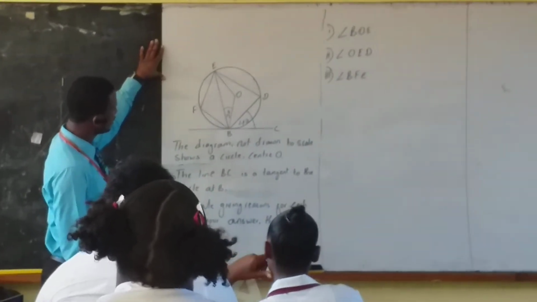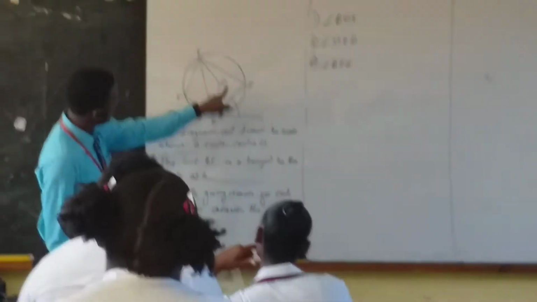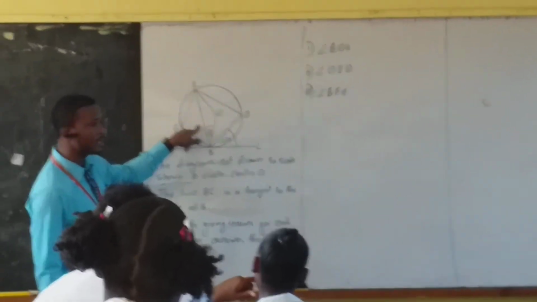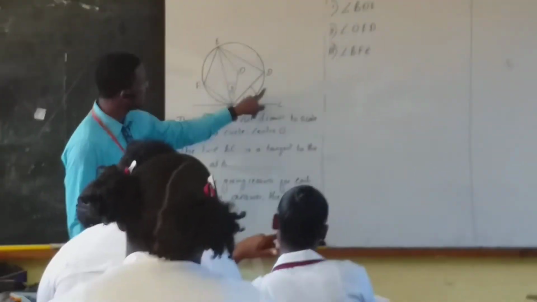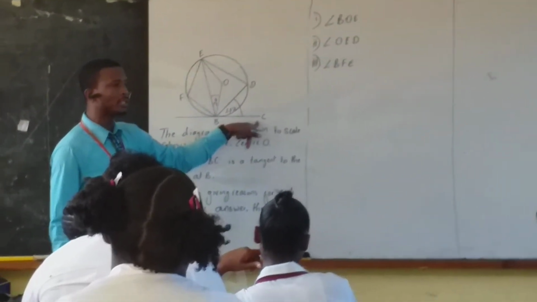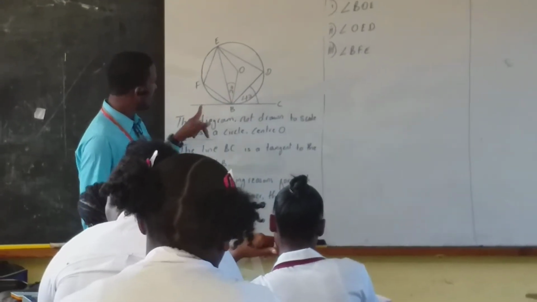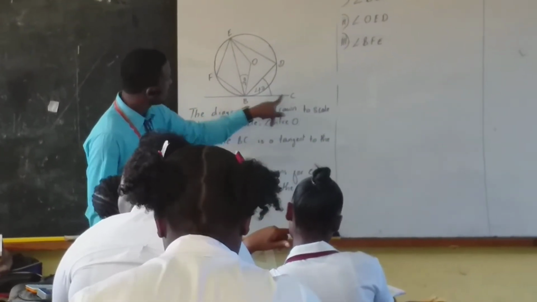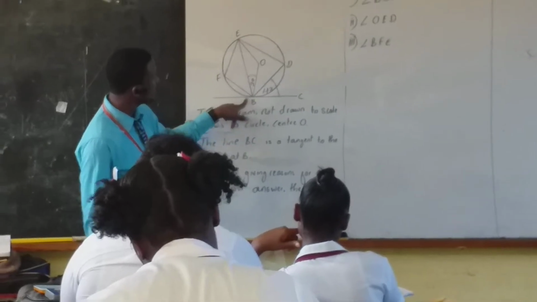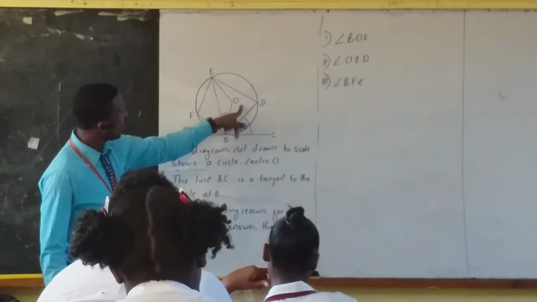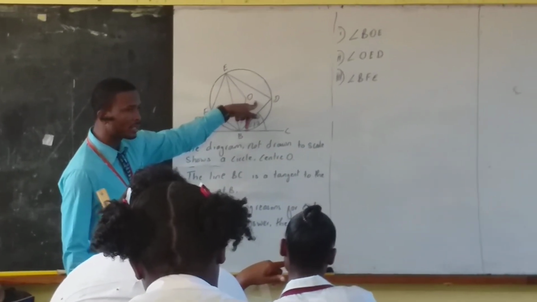The angle OBE is 20 degrees and the angle DBC is 42 degrees. We're told that this line here is a tangent to the circle at B. O is the center of the circle.